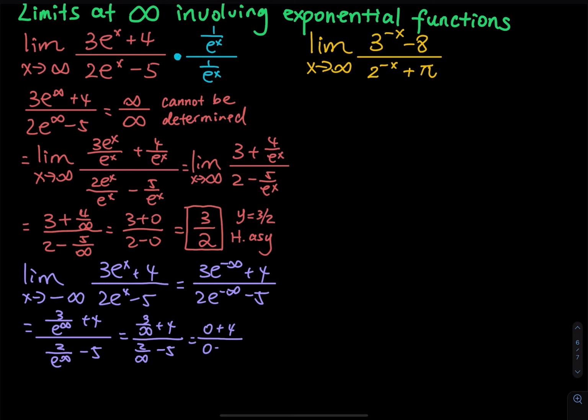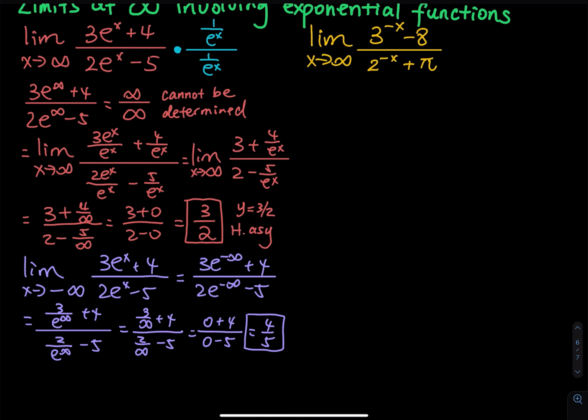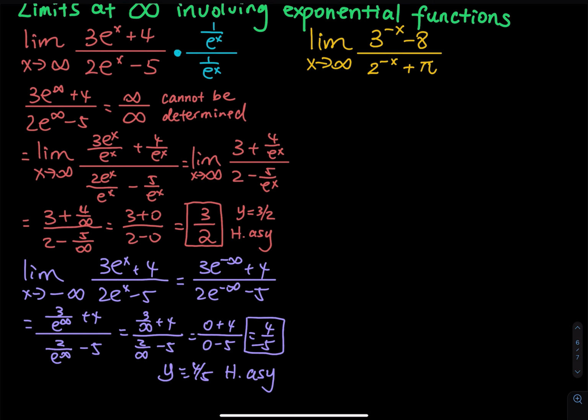0 plus 4, 0 minus 5, we have 4 divided by 5. So that means as x approaches negative infinity, we have y equals 4 over 5 as the horizontal asymptote. Right, so this function has two horizontal asymptotes, one at y equals 3 over 2 that affects the right end behavior. You look all the way to the right, and then the 4 over negative 5 is the horizontal asymptote as you look all the way to the left.